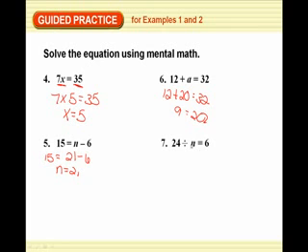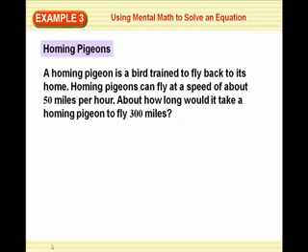24 divided by n equals 6. So what number goes into 24 6 times? And in division, I think multiplying. If these two numbers multiply to get this number, and I know 6 times 4 is 24. So 24 divided by 4 is 6. So n equals 4. A lot of this is just knowing your basic facts and putting numbers in the right place.